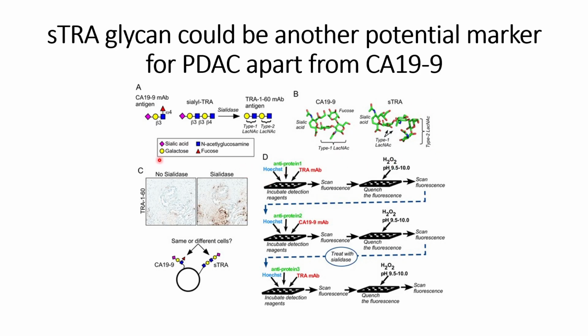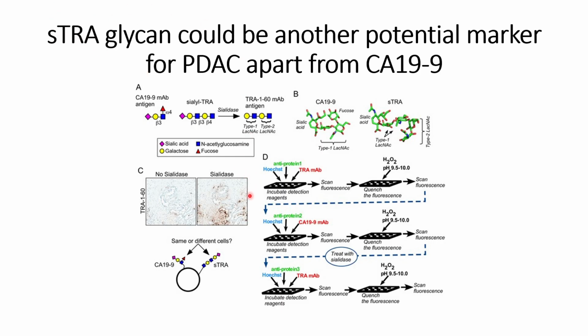First they check the pancreatic cancer tissues for the presence of this TRA-160. When they do not use any sialidase, they do not see too much signal for these TRA glycans. However, once they use the sialidase treatment and after that use the TRA-160, they can see the presence of these TRA glycans, indicating that in the pancreatic cancer cells most of these TRA glycans are sialylated.